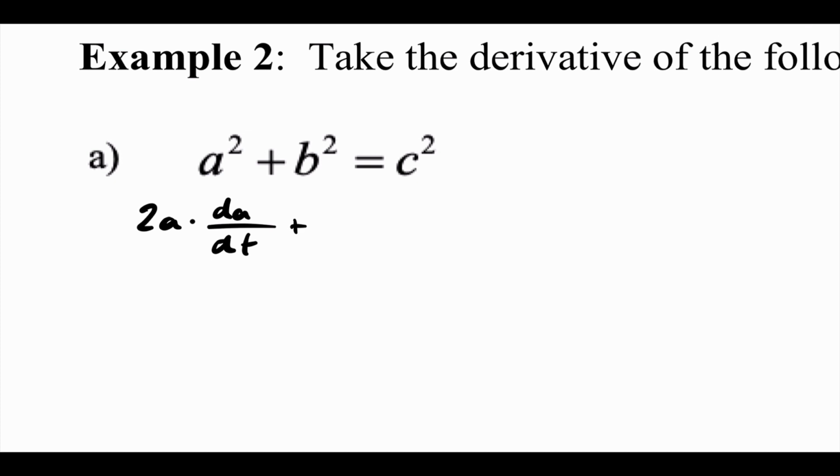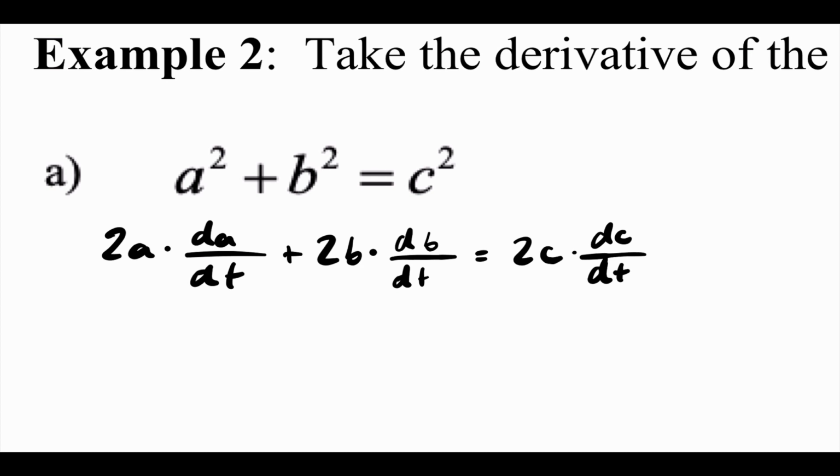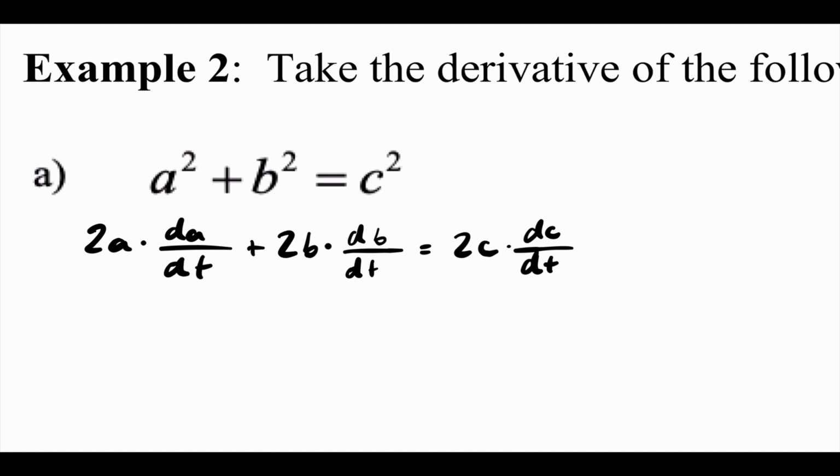how do we find the derivative of b squared? 2b, what did we just find the derivative of? B over dt. C squared? The derivative is 2c dc over dt. And then we'd isolate one of them, right? Well, we're not going to do that because we've done that already. I just want to kind of go over this part here, okay?